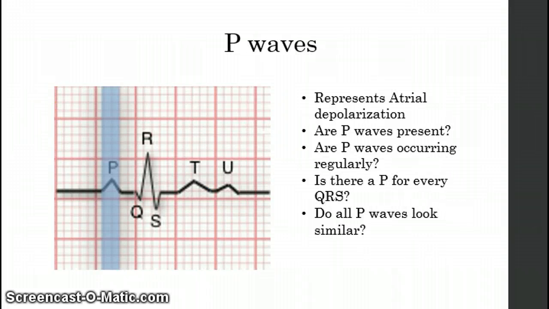So, P waves. We must ask ourselves a few questions. Do you see the P waves? Are they occurring regularly? Is there one for every QRS complex? Do all the P waves look the same? In a normal sinus rhythm, the P waves are present, regularly occurring, 1-to-1 P waves to QRS complexes, and they all pretty much look the same.